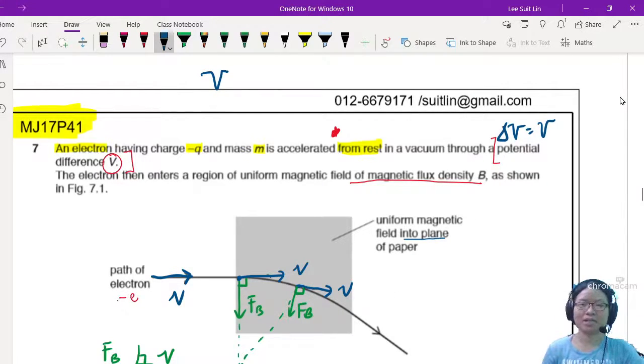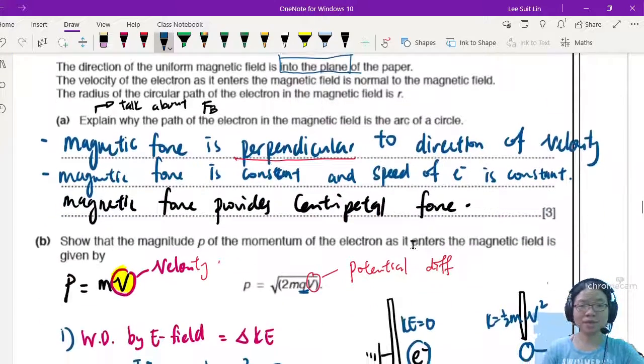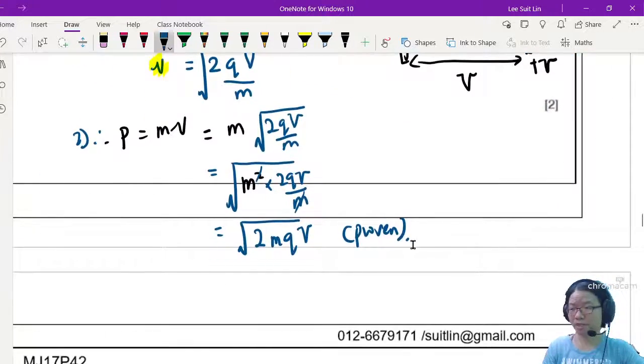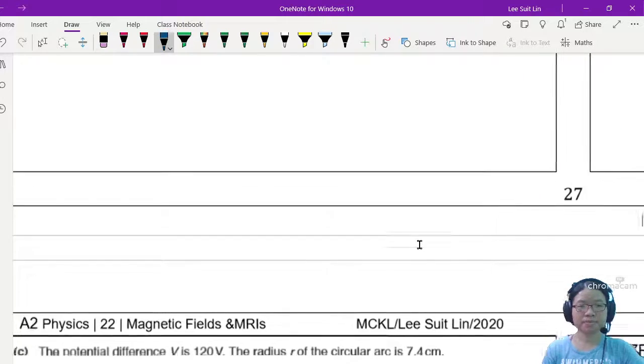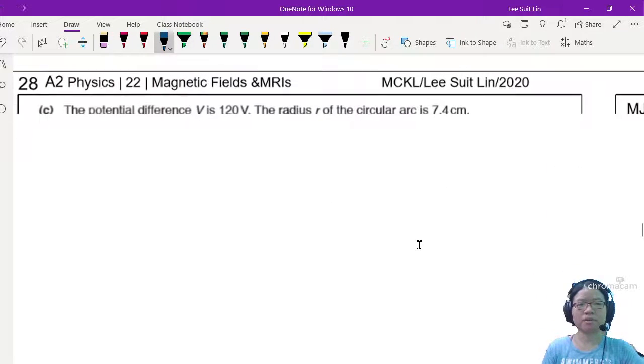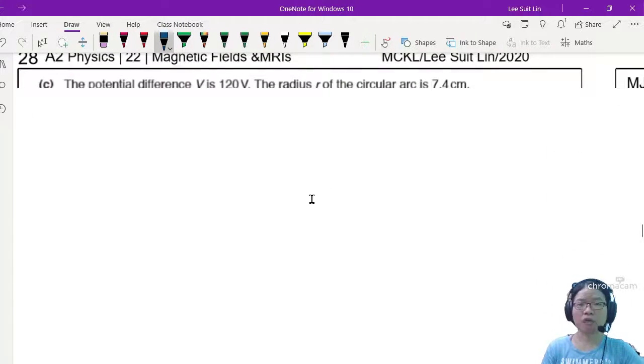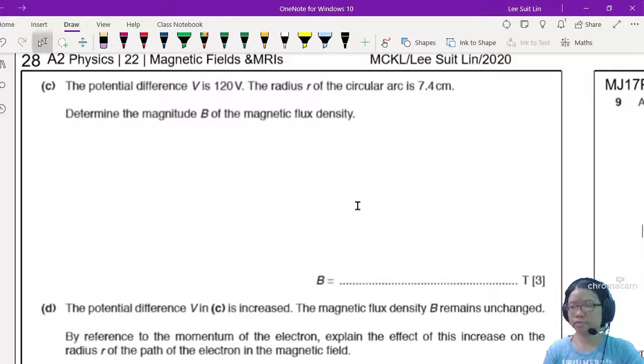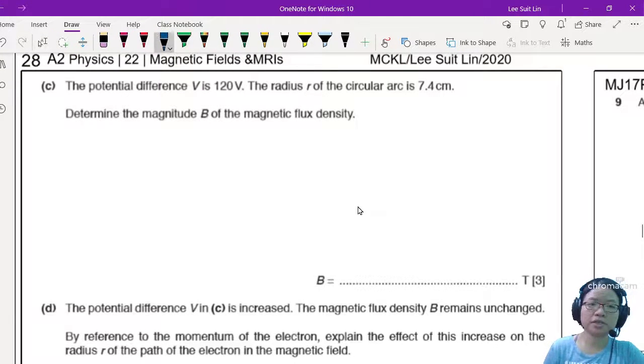Like this, as potential difference. Okay, so this is part B. Let's move on to part C. In part C, you are given the potential difference and the radius of the circular arc. And then you are asked to determine the magnetic flux density B.